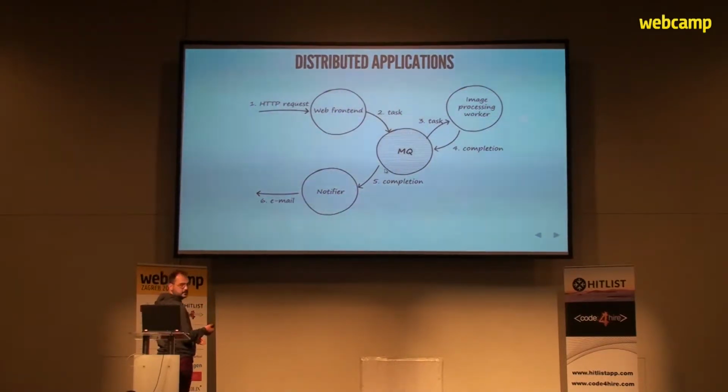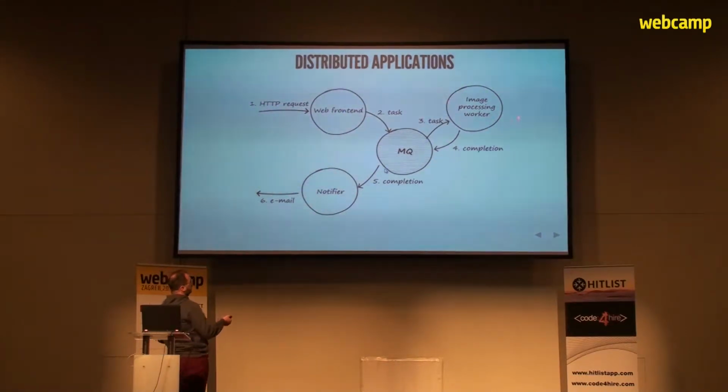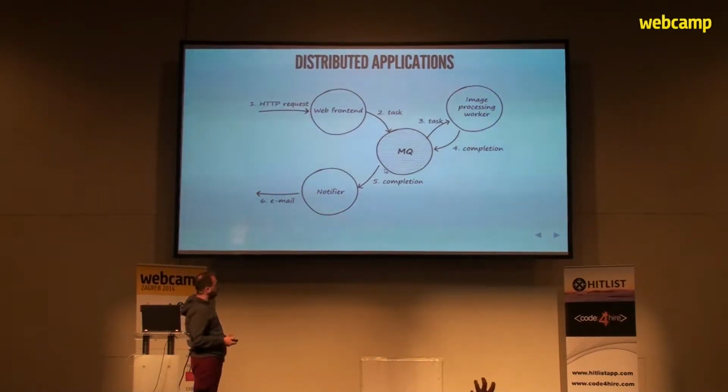this is some imaginary image processing application, where there is a web application where users can submit their tasks. It is a simple HTTP request, and the web frontend stores the task information into the message queue, and then can continue serving other users. Then there are typically more than one image processing workers, which pick up tasks from the message queue and process them for some minutes, hours, whatever, and when they're done, they store the completion event with all the required information back to the message queue. Then there is also the third component, which is some kind of notifier, which picks up these completion events from the message queue and notifies the user by sending them an email or whatever.